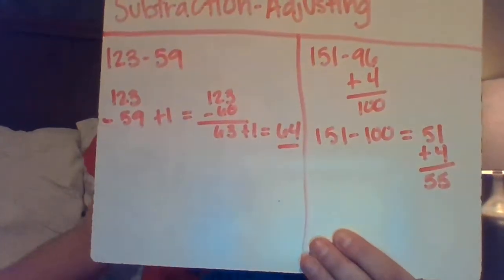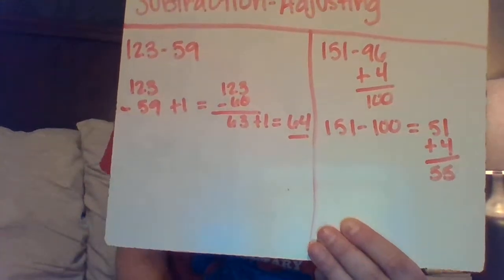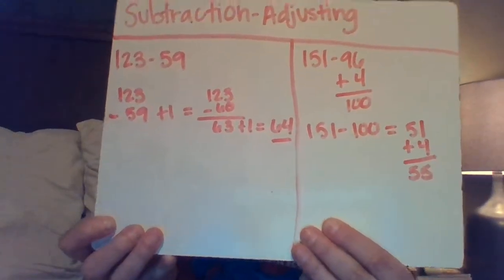The example said Joey has 123 marbles. He promised Zach 59 of the marbles. He accidentally gave Zach 60 instead of 59. What does Joey need to do?